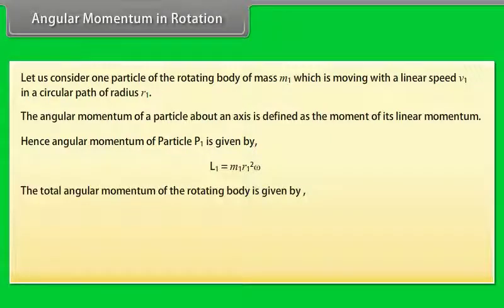The total angular momentum of the rotating body is given by L is equal to L1 plus L2 plus so on till Ln. By putting the value of L into the above equation, we get L is equal to m1 r1 square omega plus m2 r2 square omega plus so on till mn rn square omega. Thus, we get the result. L is equal to I omega.